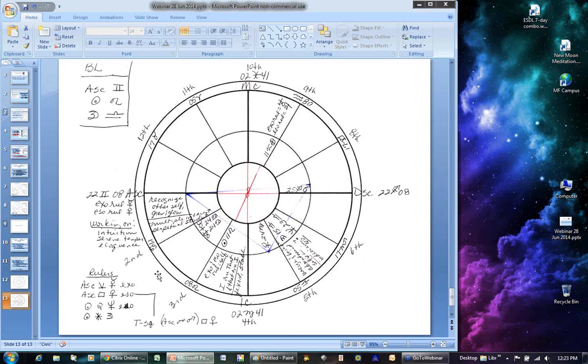I put my house cusps on the outside. Here's my ascendant at 22 Gemini, my IC at 2 Virgo, my descendant at 22 Sag, my MC at 2 Pisces. I wrote in the house cusps for the other houses there. Some of them are a little upside down, and I love those wavy lines there. Nobody else can probably read my writing, but that's it. I know what it is. I have my own version of shorthand.